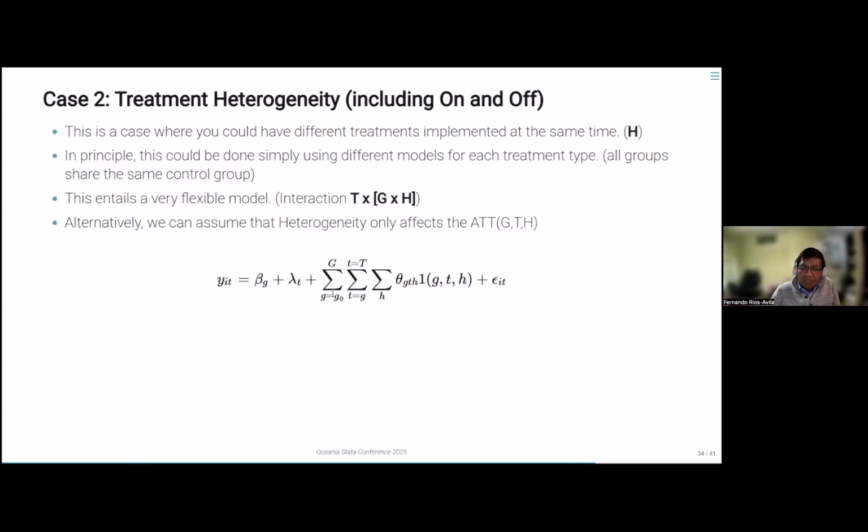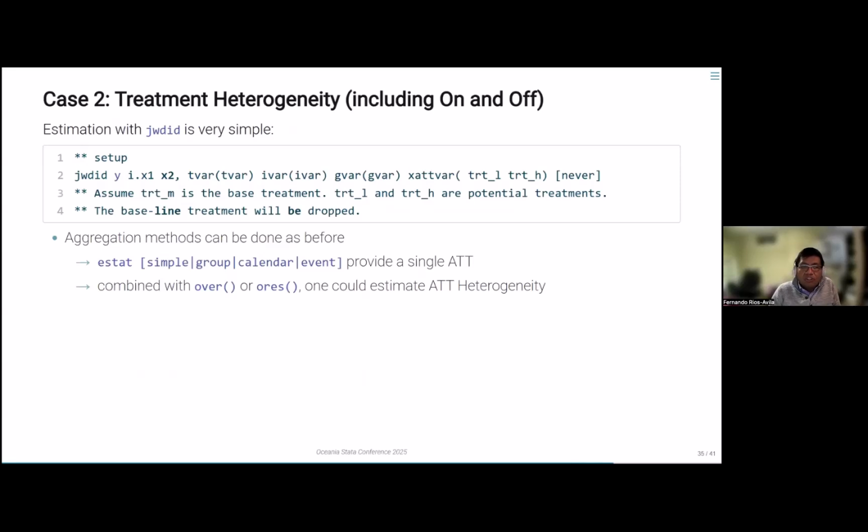You would have to estimate not only changes by group, by time, but also by the heterogeneity of the treatment that you're looking at. With JWDID, this is as simple as saying, I want to add heterogeneity to the ATT variable. In this case, for example, let's say that I have a treatment with 3 levels or 3 different treatments. I'm going to assume that the middle treatment is my baseline and only include the dummies for the other 2 groups.